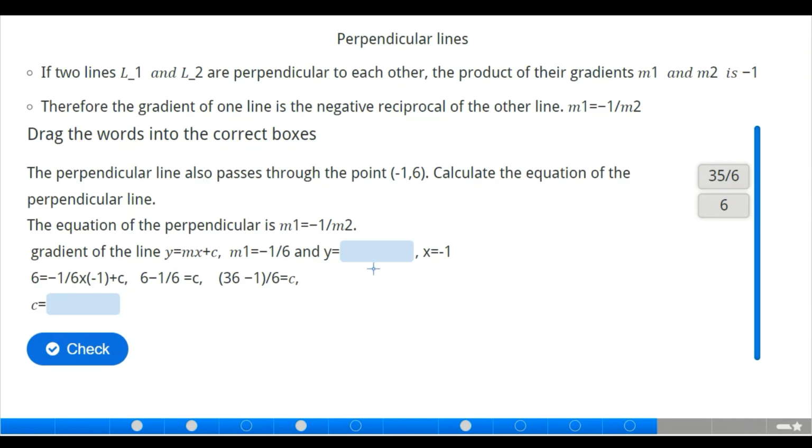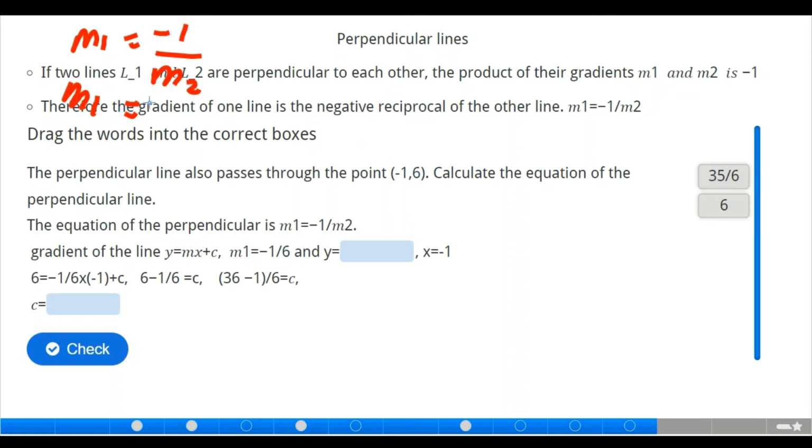We have the perpendicular line that passes through the point minus 1 and 6. So we have to calculate the equation of this perpendicular line. We said that m1 equals minus 1 over m2. We are talking about gradients here. So from here we can say that we have x as this and y as this. Let's assume that our m2 here is 6, because that's the position of y.